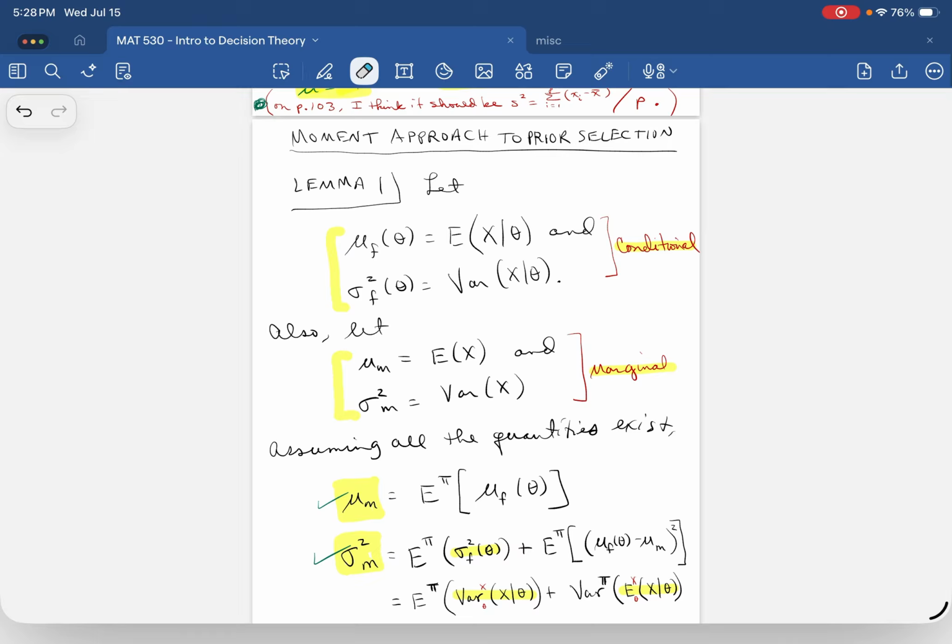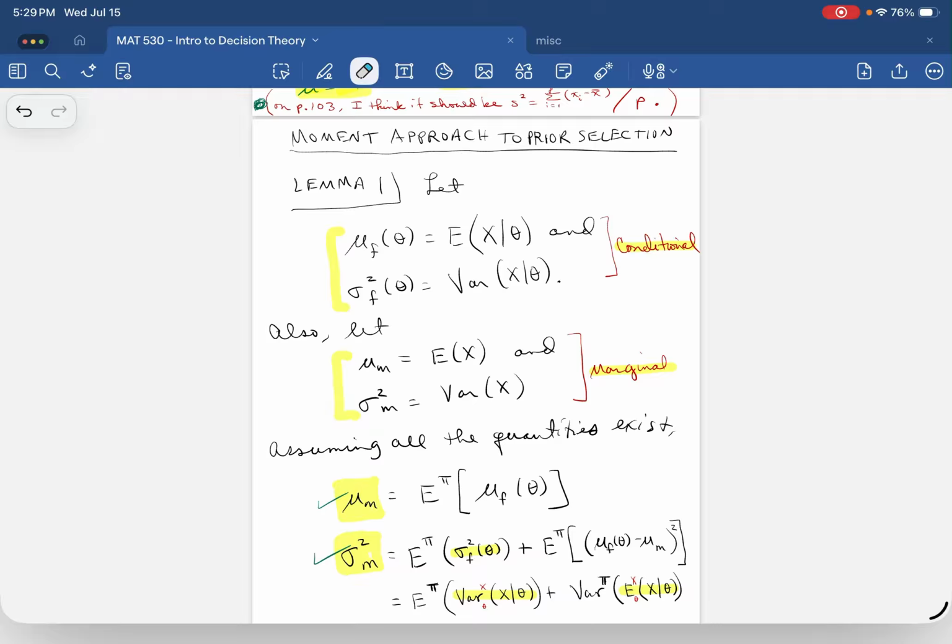And also let's notate the marginal mean and variance as we see here. And as we mentioned earlier, we're going to have a way to connect these things together, and that's given below. These are essentially conditional formulas that are used in statistics a lot.